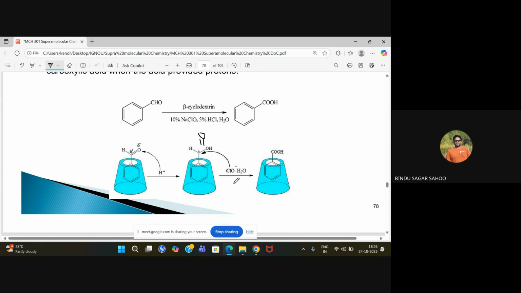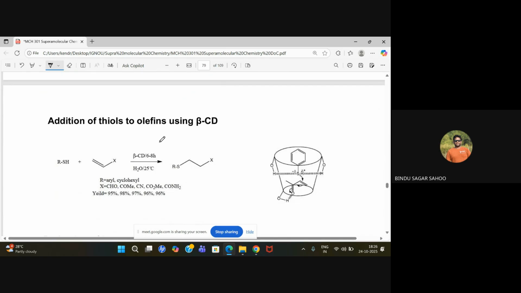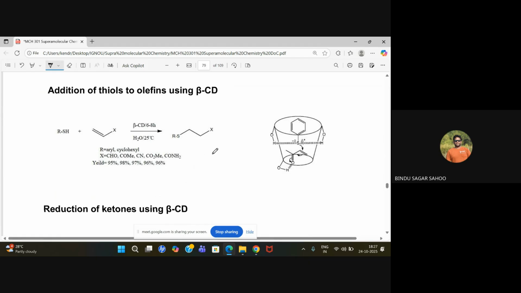So by using beta cyclodextrin, we can convert alcohol into aldehyde, and if you take a strong oxidizing agent, you can also convert the alcohol into carboxylic acid. Sometimes we can also convert thiol to olefin by using beta cyclodextrin. Here is one reaction you can see. This is the thiol group, the sulfur group, and we're using beta cyclodextrin.